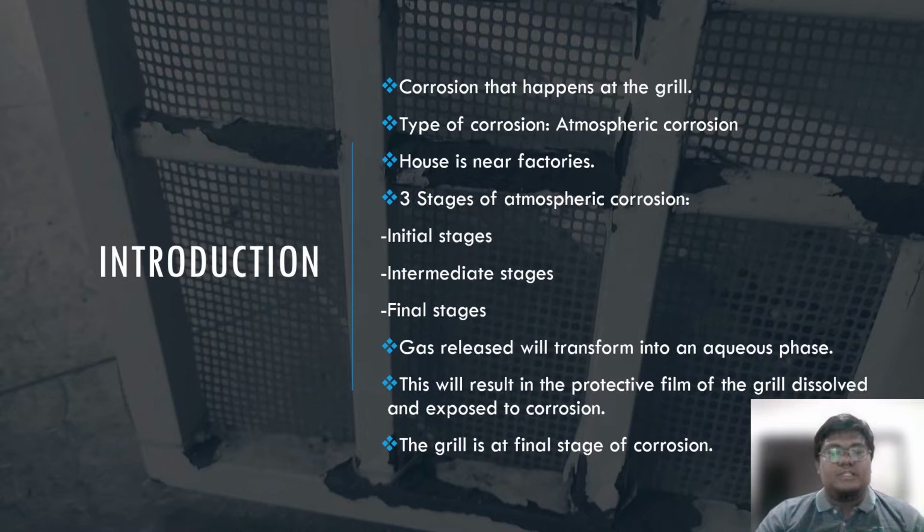I will be presenting on the introduction. First of all, we have identified a corrosion attack that happened around us, which occurred at the grill of our home. We have concluded that the type of corrosion that happens here is atmospheric corrosion.